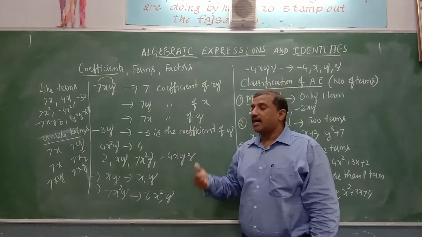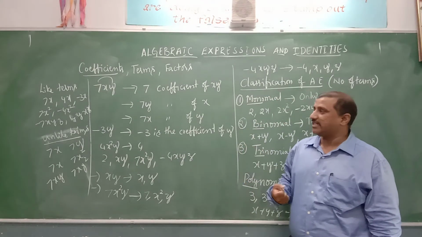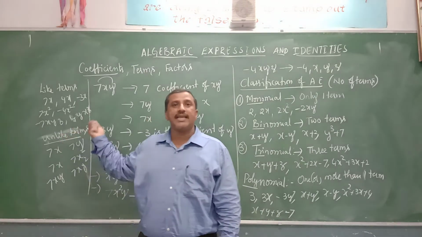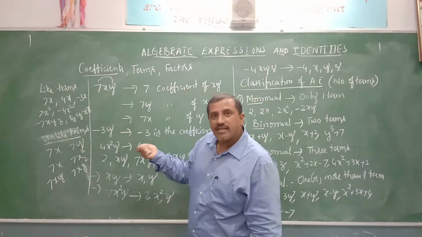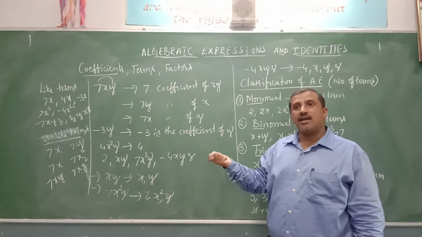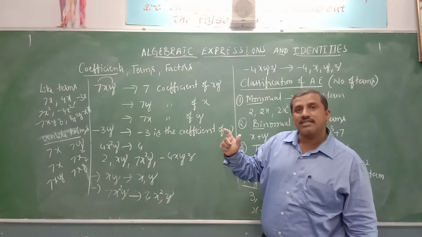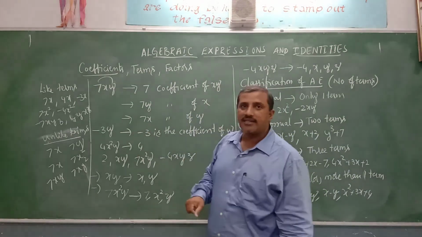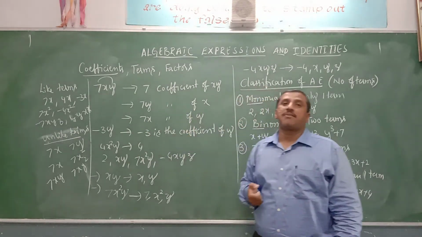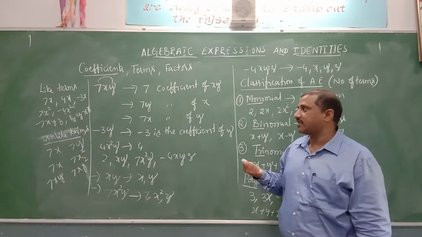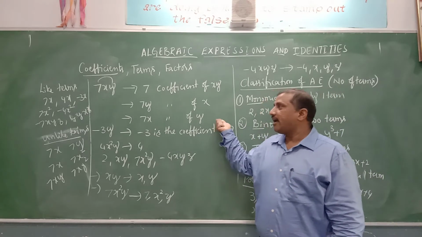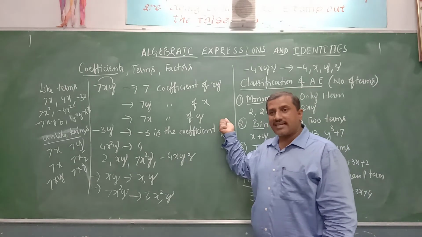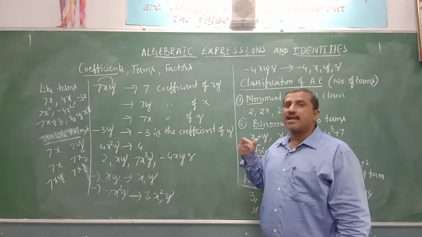So, like terms and unlike terms. How do you identify like terms? They have the same variable with the same exponent. Unlike terms are the terms with different variables or the same variables with different powers. Where do we use this concept of like terms and unlike terms? In addition and subtraction, like what we discussed in fractions. Like terms can be added, unlike terms cannot be added. Similarly, like terms can be subtracted, unlike terms cannot be subtracted.